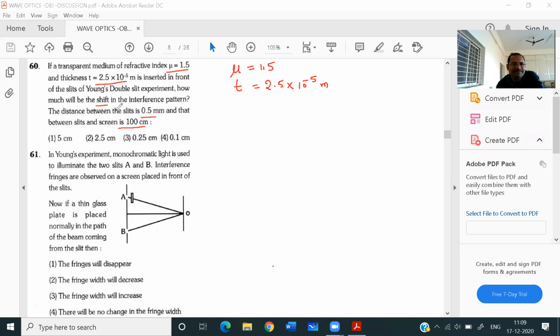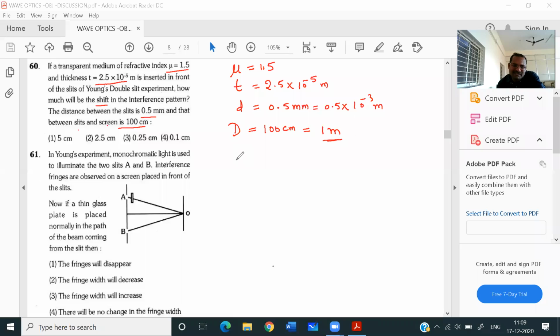Next, what they have given? Distance between the slits, small d, is given as 0.5 mm. You need to be careful. 0.5 mm can be written as 10 to the power of minus 3 meters. And the distance between the slits and screen is 100 centimeter, capital D is equal to 100 centimeter. We know that 100 centimeter is equal to 1 meter. Here it is 1 meter.